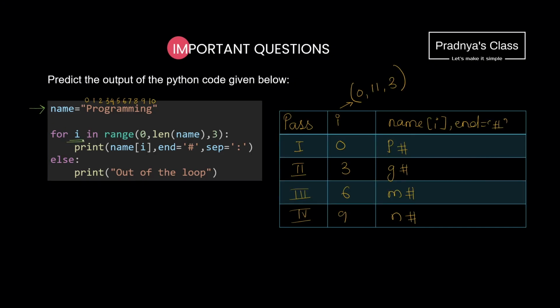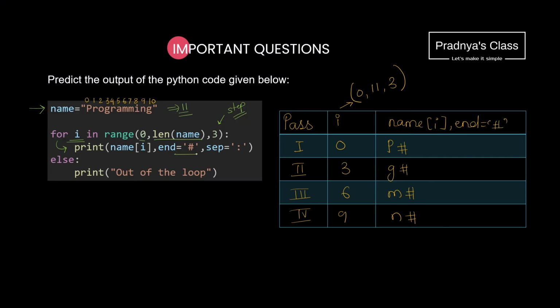Look at the value of i. It is in the range 0 to length of name. There are a total of 11 characters in the string, so the end limit will be 11. And this 3 is nothing but the step value. Look at the print statement inside the for loop. We are printing name of i.